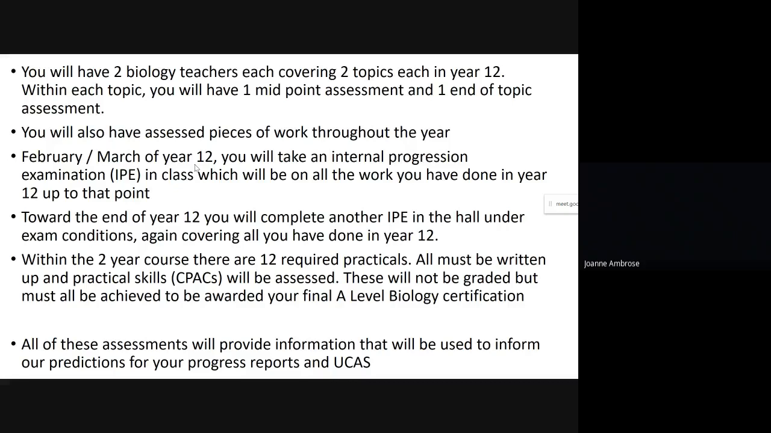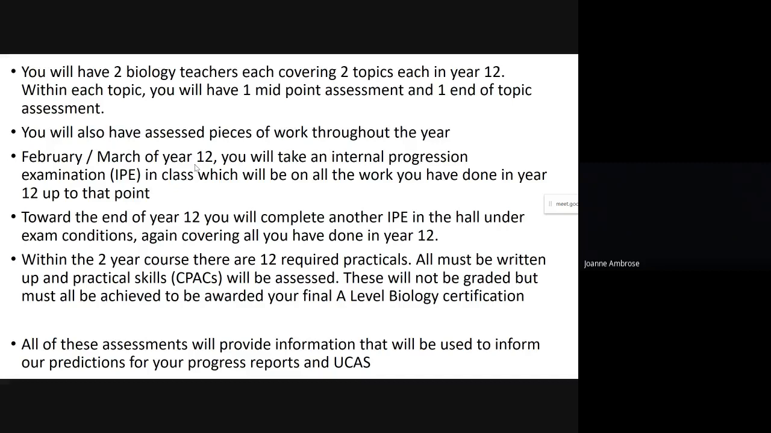We'll also have assessed pieces of work throughout the year, including essays and report writing for your practicals. And then in February and March of year 12, you're going to take your first IPE, which is an actual old exam, which has grade boundaries, so we can have a nice go at that. That's going to be in class. And then toward the end of the year, you will have another IPE, but it will be in the hall under exam conditions. These 2 points here are really important, your 2 IPEs in year 12, because these are really going to help us figure out what to put on your UCAS grade and to see how you're really getting on through A-Level Biology.